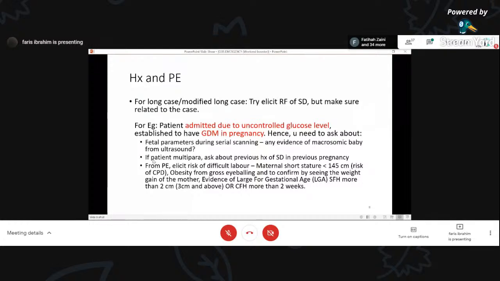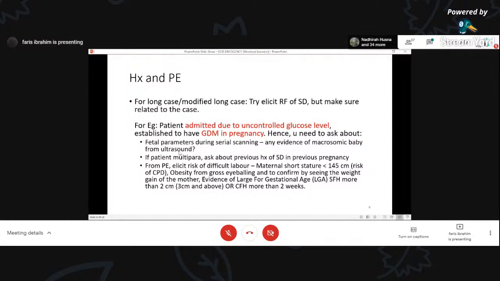So the way they will ask you is, let's say you get a GDM in pregnancy. So you need to correlate with your history. Let's say you know the patient is GDM. So first, you have to ask about fetal parameters, the head circumference. If the mother knows the head circumference, does it correlate with her LMP? So also ask if there is any evidence of a macrosomic baby from ultrasound. So fetal parameters means during serial scanning.